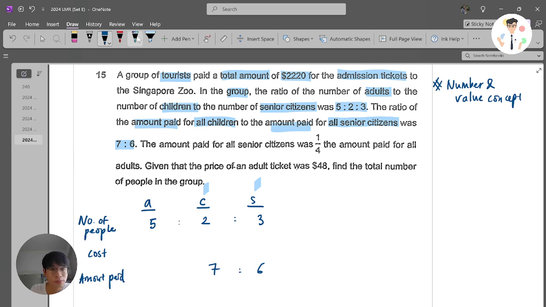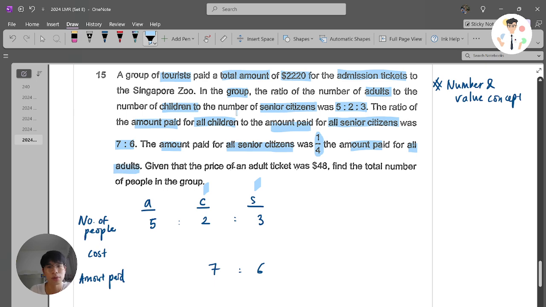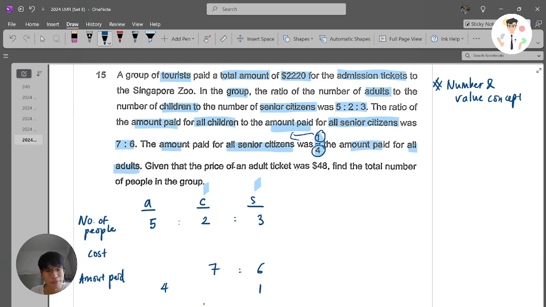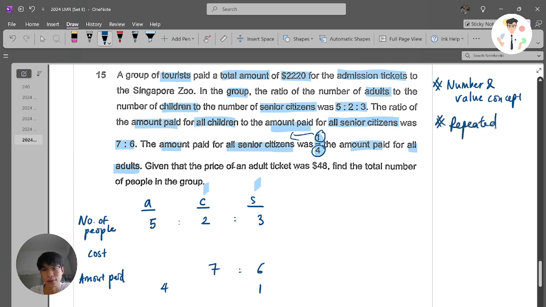Now, the question continues to say the amount paid for all senior citizens was 1/4 of the amount paid for all adults. Okay, just now it mentioned children to senior citizen is 7 to 6. Now it mentions that the senior citizen is actually 1 and 4 is actually for all adults. Don't you feel like this part now is a bit interesting? What is this called? This is called the repeated identity concept.